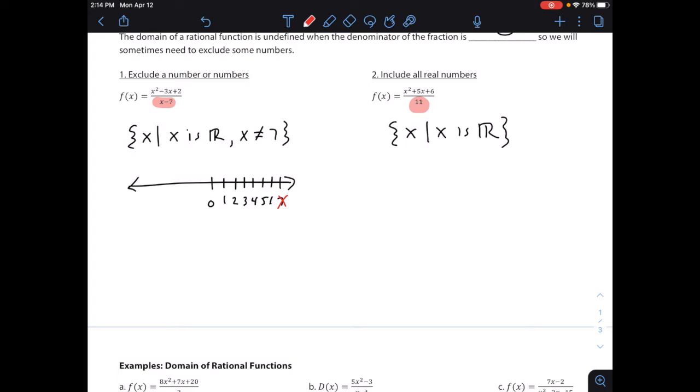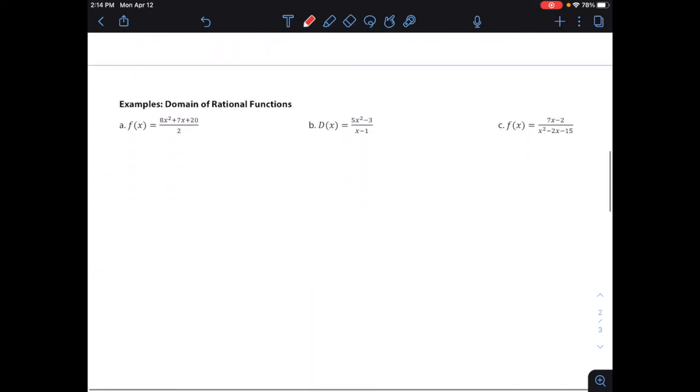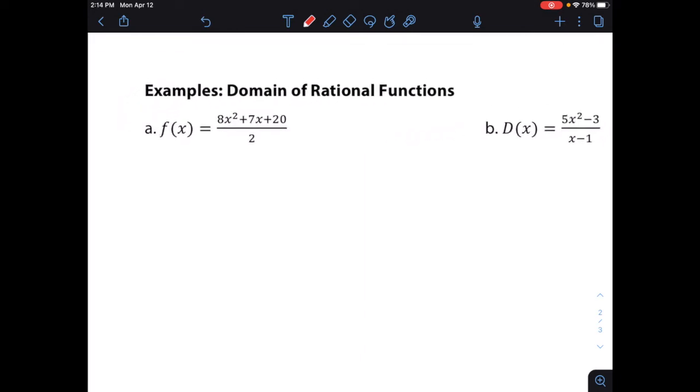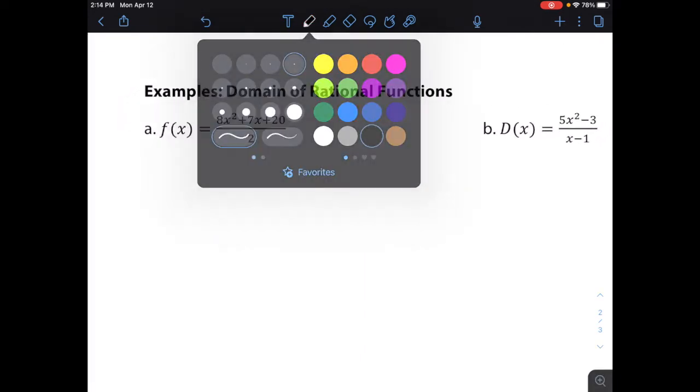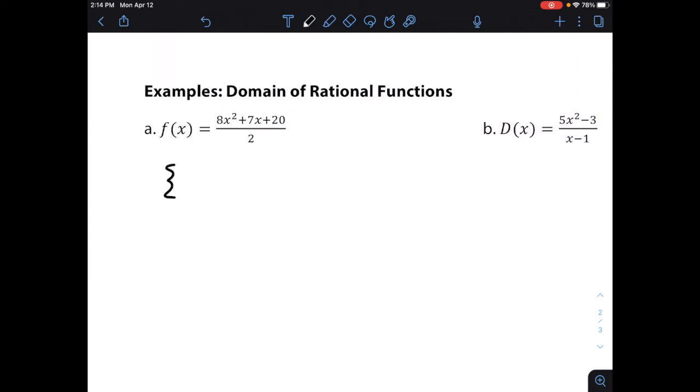So we only want to do that when we have a variable in the denominator. It's pretty simple to look at some of these and identify: this first one, I don't see a variable in the denominator. So that means I can just write my domain as x such that x is real, because I can plug in every single real number into this function and get an output of some sort. There's no time when the denominator is going to end up being 0.